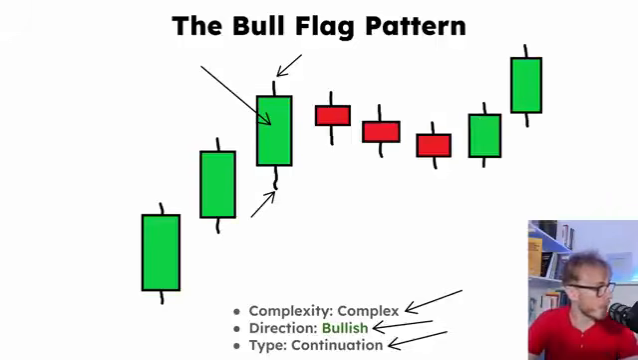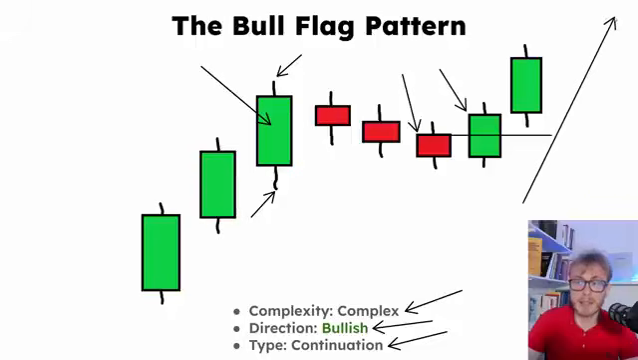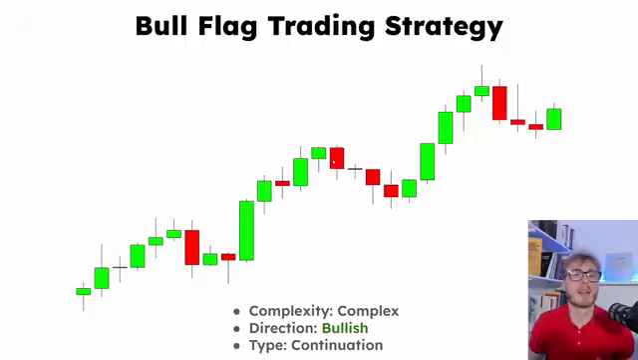But what we are looking out for here is that we want the green candle to close above the opening of the last candle in the pullback. So you can see the last candle opened right here, so we want the green candle to close above this point. And in this case, you can see that the green candle clearly closed above that point. After this, the pattern is confirmed and it indicates continuation to the upside. So now let's take a look at the bull flag trading strategy.